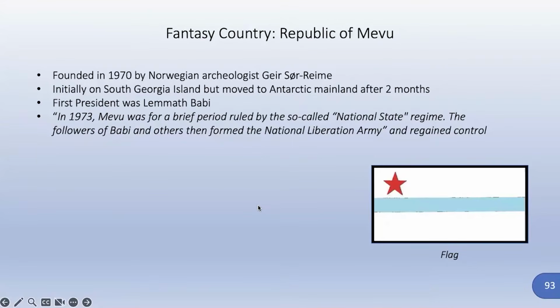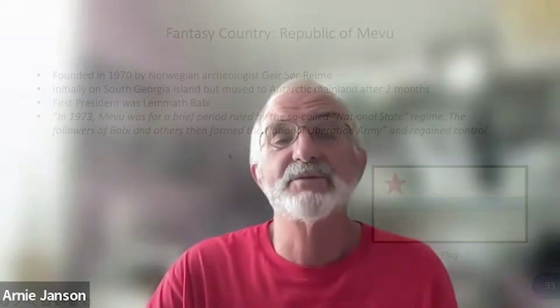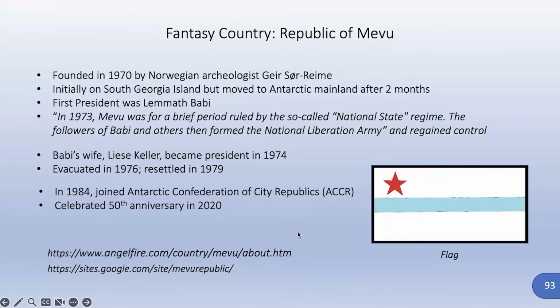And here's a letter. Another fantasy country, the Republic of Mevu, founded in 1970. And in 1973, Mevu was for a brief period ruled by the so-called national state regime. Followers of Babi and then others formed the National Liberation and regained control. This is pure philatelic, just for the sake of making stamps. A whole history about them. There's lots of information on them on the internet too. Again, bogus stamps for sure.